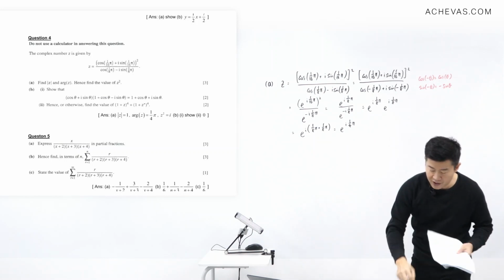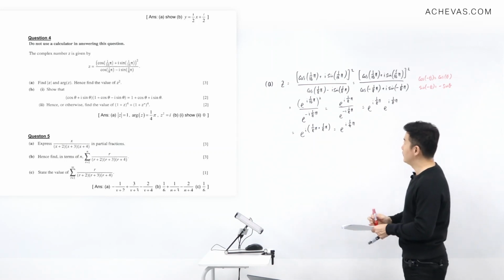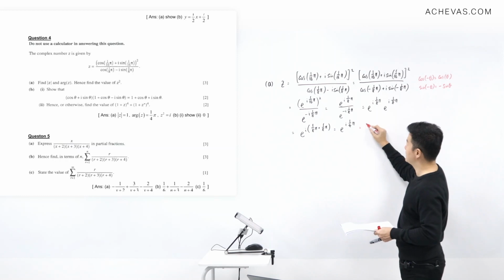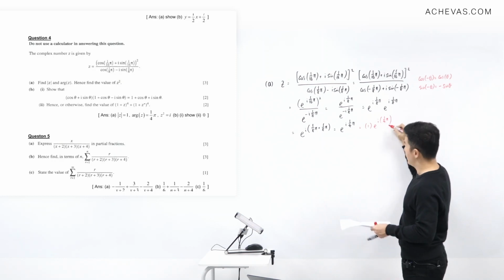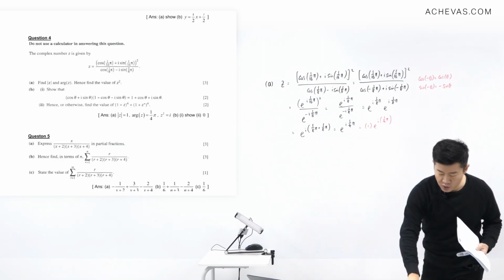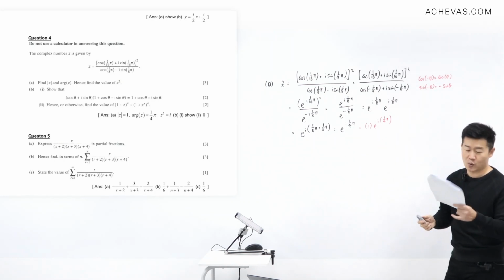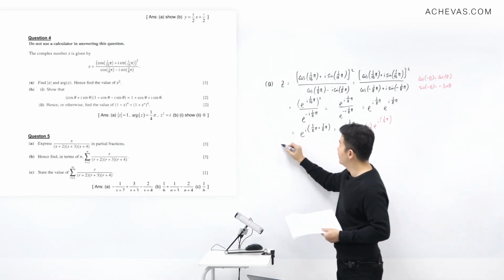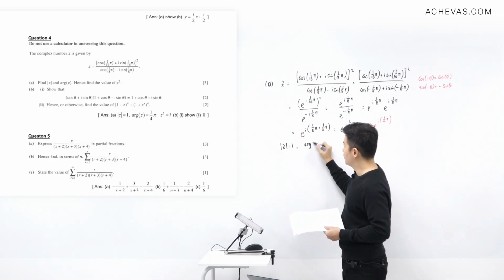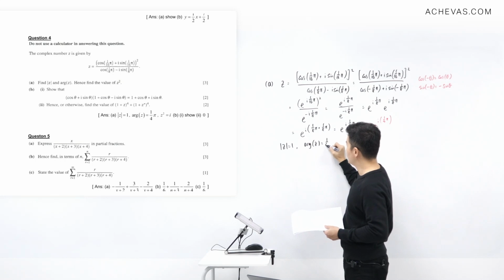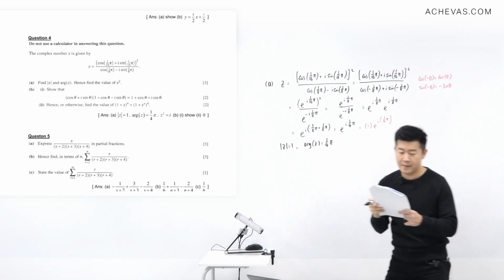So e to the power of i 1/4 pi is in the Euler form, because we can definitely express this as 1 multiplied by e to the power of i 1 over 4 pi. So the modulus of z is equal to 1 and the argument of z is equal to 1/4 pi. Let me write it down. The modulus of z here is 1 and the argument of z is equal to 1/4 pi.